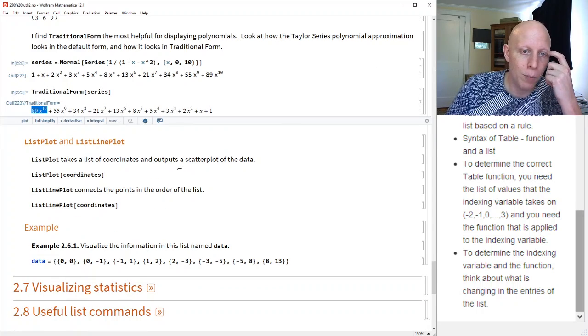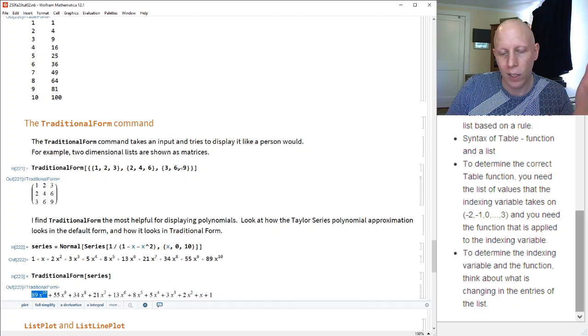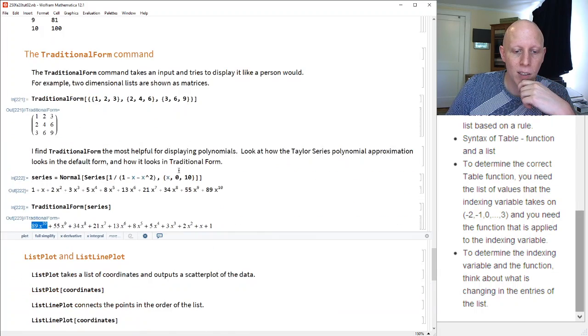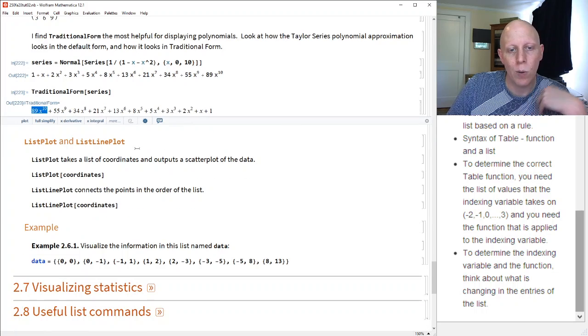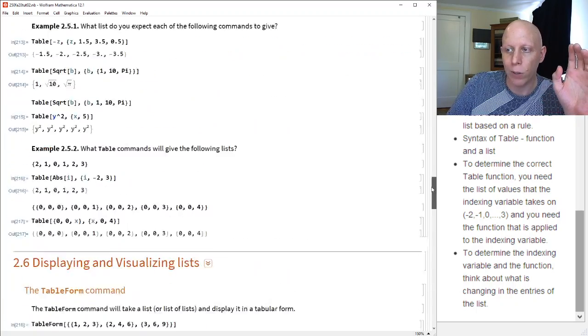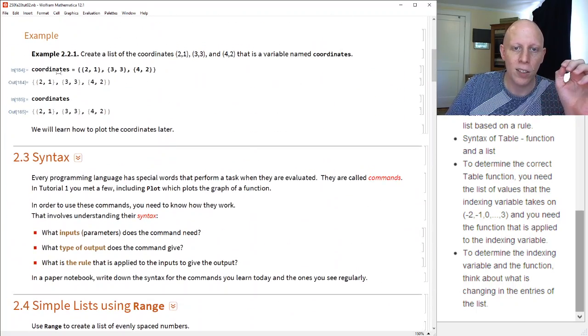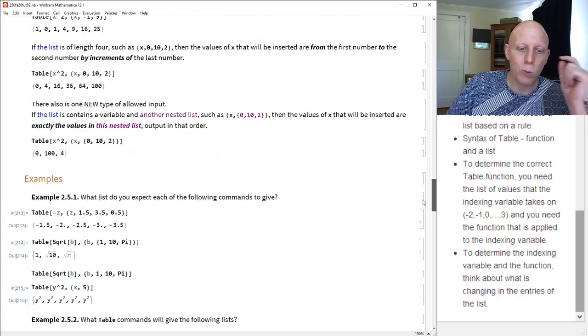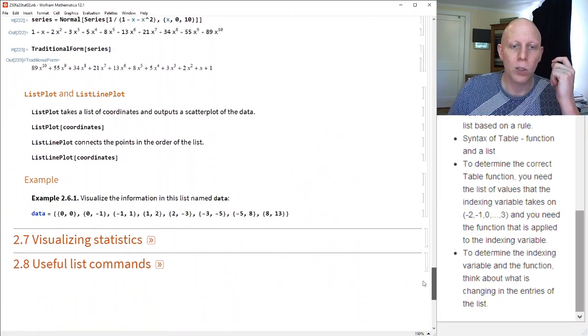Okay, so those are two ways to take a table and see them in an organized manner. And you might also want to visualize some data. So if we take our coordinates from before, remember how we calculated the coordinates? We wrote down a list of coordinates that we just wrote down directly. We defined it in the computer, so now we can reuse that variable coordinates.